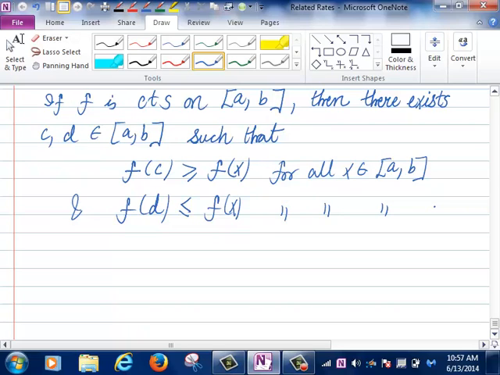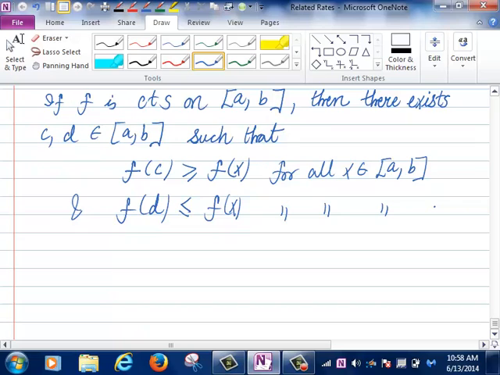Well, what would be the other possibilities? If you have the absolute maximum at a point which is not one of the endpoints, then that absolute maximum will also be a local maximum, right?